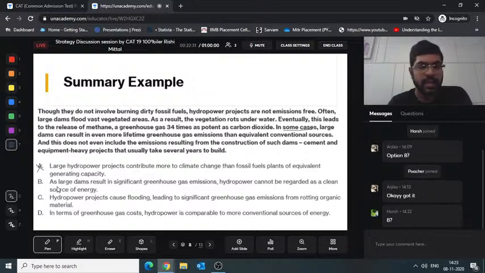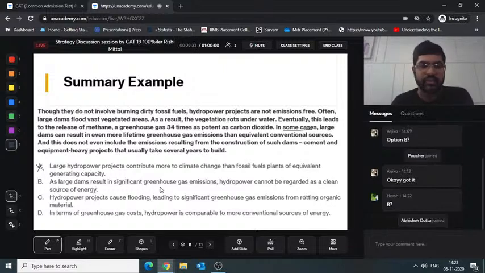Option B: as large dams result in significant greenhouse gas emissions, hydropower cannot be regarded as a clean source of energy. Looks good, nothing wrong with it so far, so I'll keep this option for now. Option C: hydropower projects cause flooding. Yes, I know that, leading to significant greenhouse gas emissions from rotting organic material. That is said in the paragraph: they cause flooding, then the vegetation rots, and then methane is there.